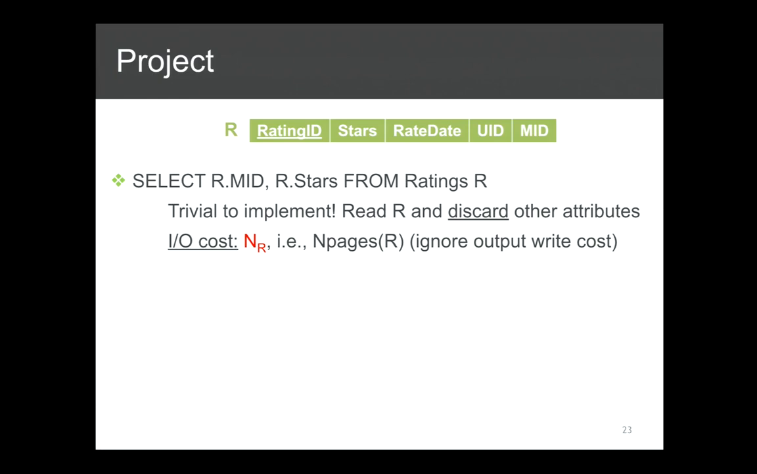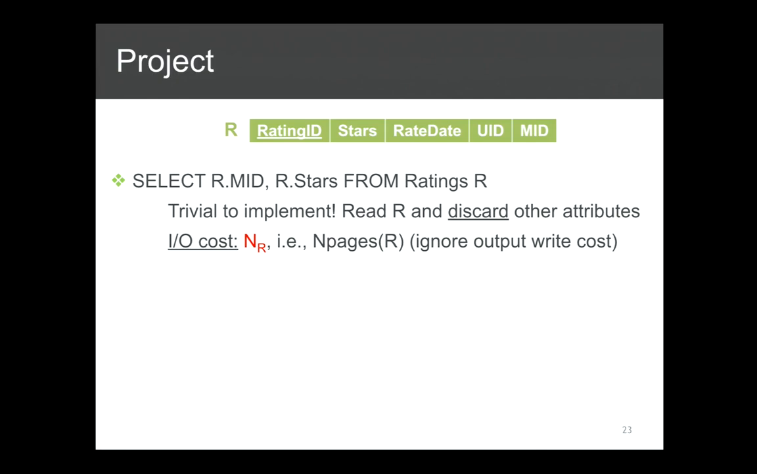Okay, so you have to do a full file scan of R on the fly. When you're reading the pages into memory, the processor will just discard the other tuples and then write out the remainder to an output buffer and then flush them to disk in the end. And so the I/O cost for this execution is NR. Is that clear?